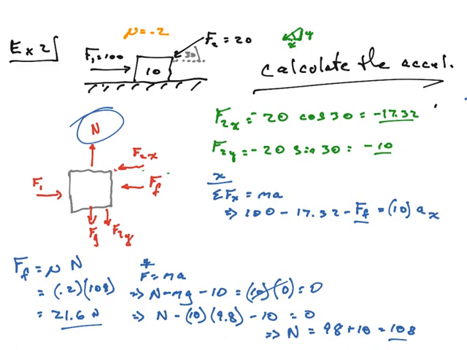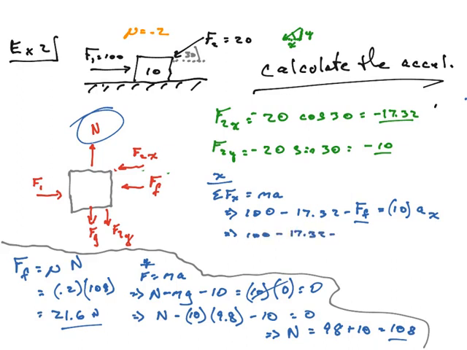All right, good. So all of that allowed me to calculate what the number for friction should be. So I go back to the original equation I'm trying to solve, and I say 100 minus 17.32 minus friction, which I just found to be 21.6, equals 10 times A. So I get out my calculator again. I say 100 minus 17.32 minus 21.6, all of that divided by 10, because I divide the 10 over, and I get that the acceleration is equal to 6.1 meters per second squared. And there we go.